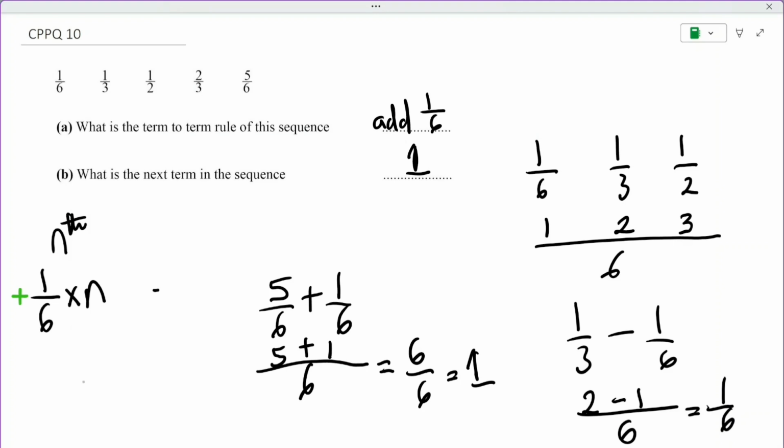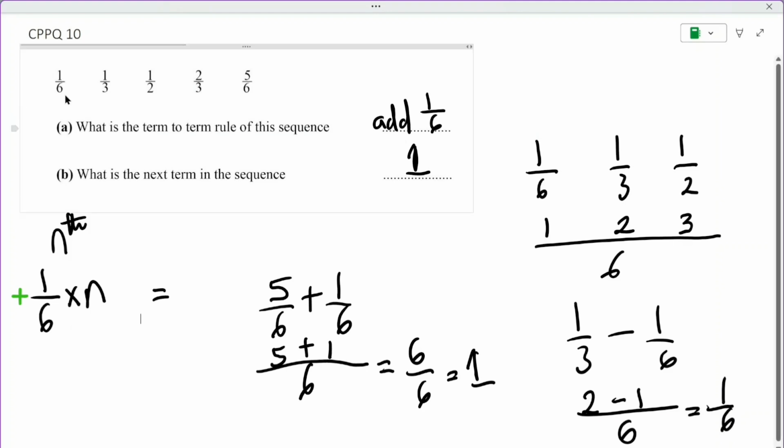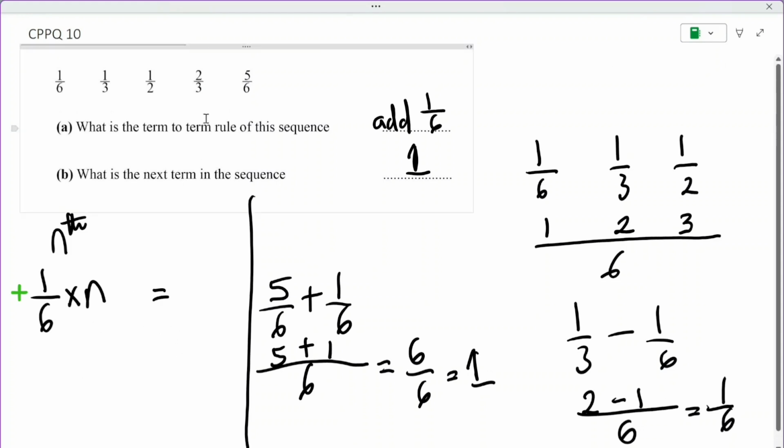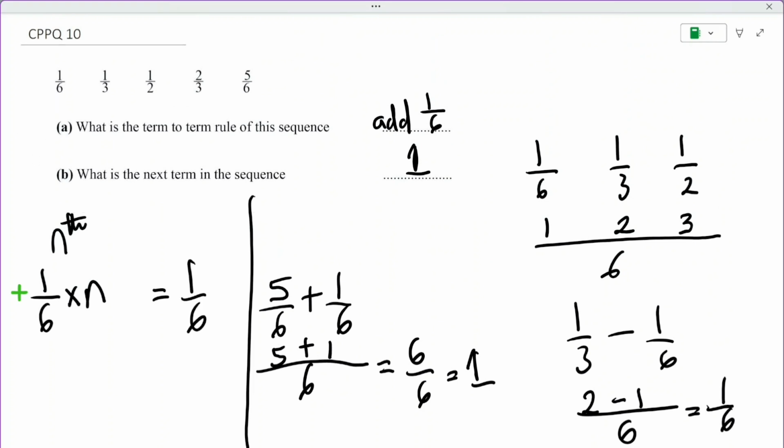This should now equal, let's say we're testing with the first term, and since we're creating it using the first term, we have 1/6 times n. You have a space left, equals the first term. The first term is 1/6. We are creating the nth term using the first term.